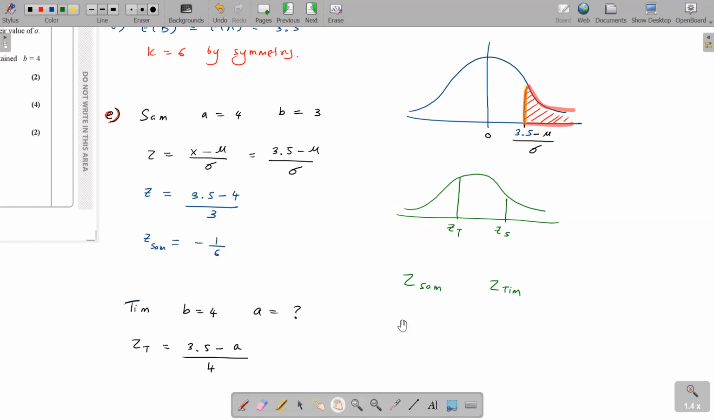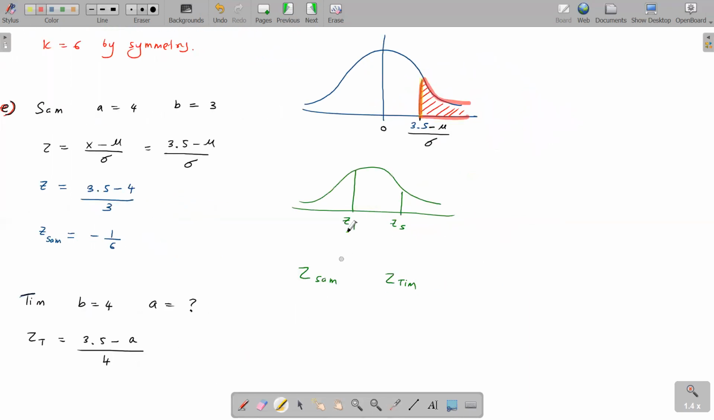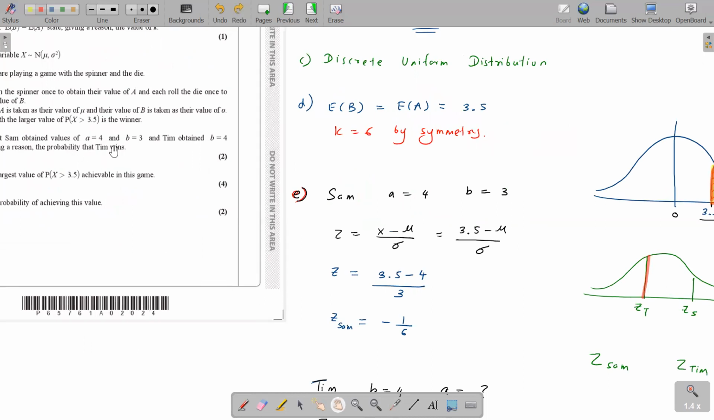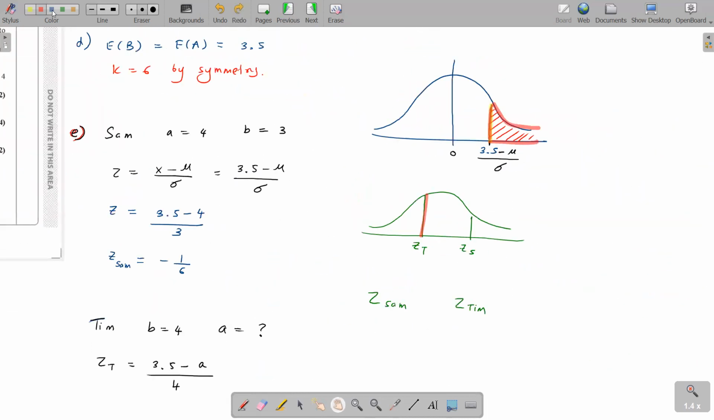Okay, so the person who has the higher probability, now you can see here, is it greater than T? This area is higher. In this case, Tim will win because Tim has a higher probability for X greater than 3.5. Okay, so we need to find the probability that Tim wins. So if Tim wins, then Tim should have the comparatively lower Z value. Then the probability of Z greater than is higher for Tim than for Sam.